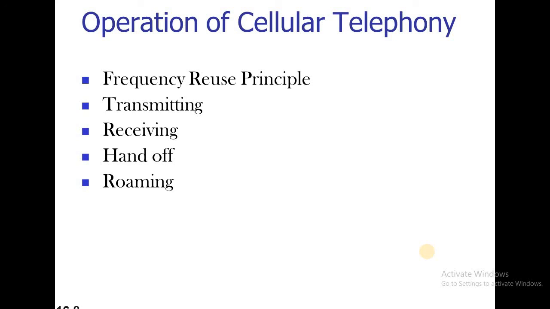Next we have roaming. It is one of the features of cellular telephony. Here you are unable to get coverage, or you have limited coverage, or you are located in some remote area. In that case you can get the channel bandwidth from the neighboring channels, or the neighboring network. This is called roaming, and based on that you can communicate.